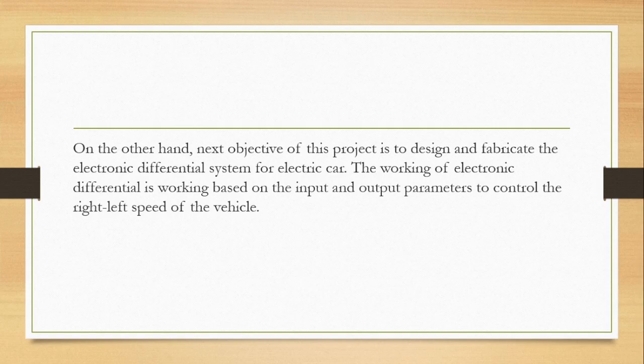The next objective of our project is to design and fabricate the electronic differential system for the electric car. The electronic differential works based on input and output parameters to control the right and left speed of the vehicle. The electronic differential system gets input from the throttle speed and the steering sensors, and it gets the output from the vehicle wheel right and left movement.